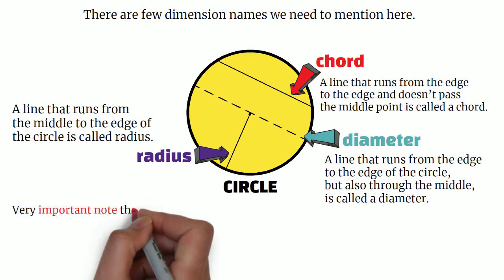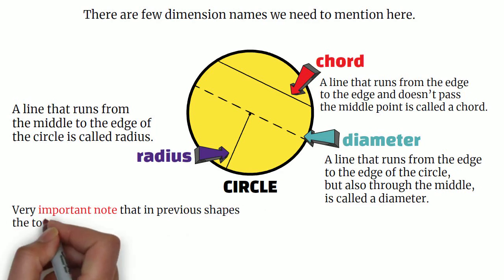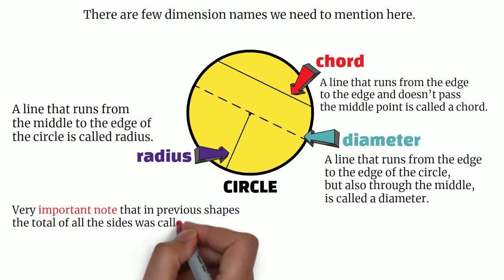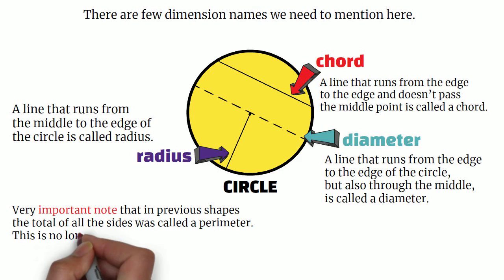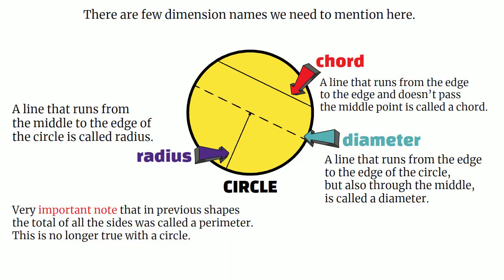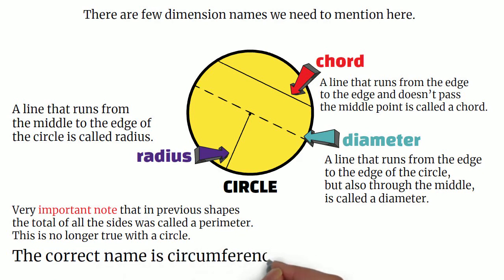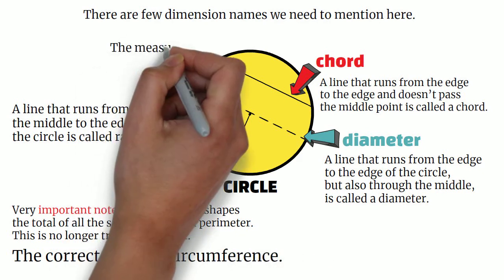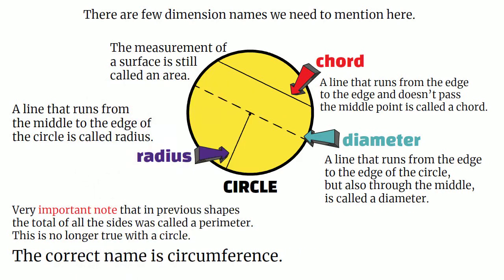Very important note that in previous shapes, the total of all the sides was called a perimeter. This is no longer true with a circle. The correct name is circumference. The measurement of a surface is still called an area.